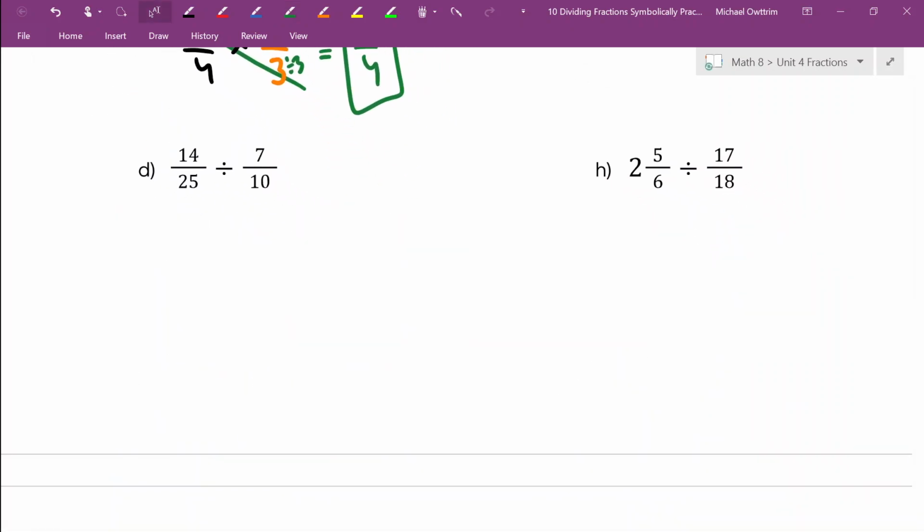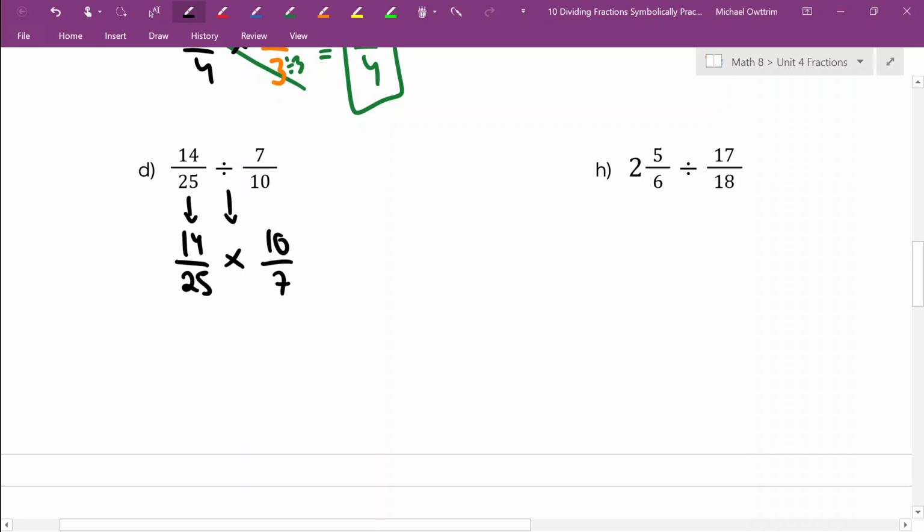In question D, I cannot simplify this first fraction, and I can't simplify the second fraction, so I'm going to go ahead and do my multiply by the reciprocal. First fraction stays the same, divide changes to multiply, second fraction flips.